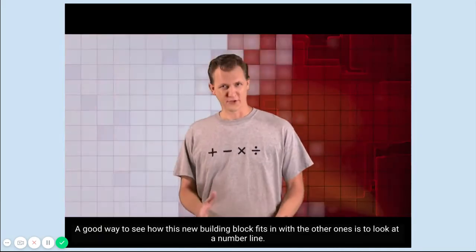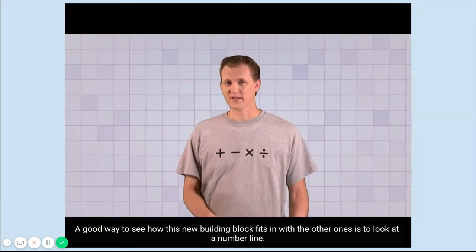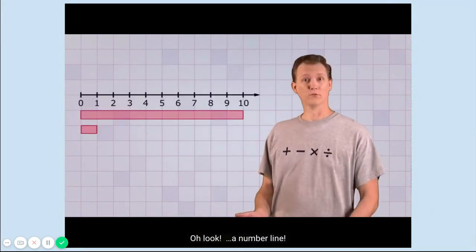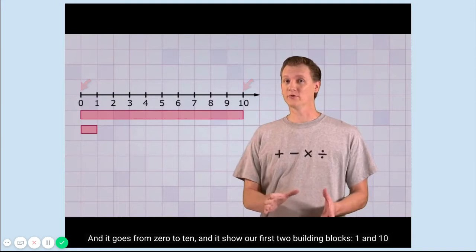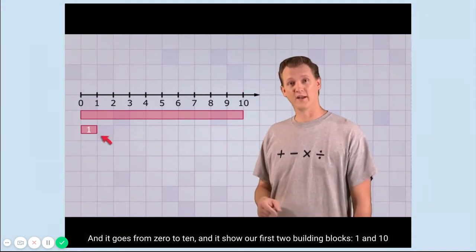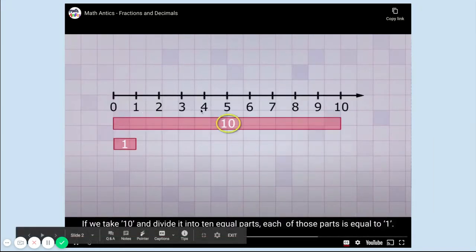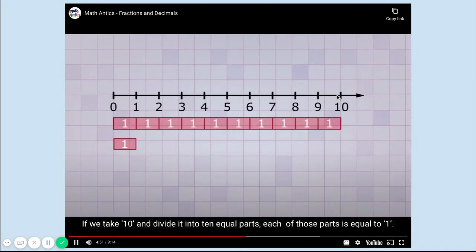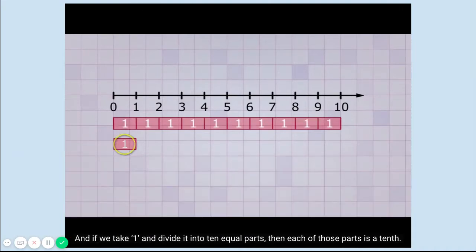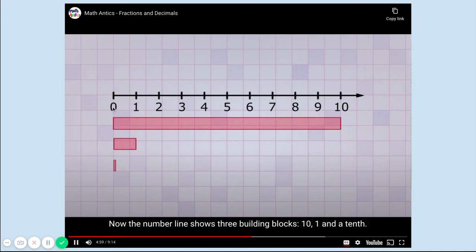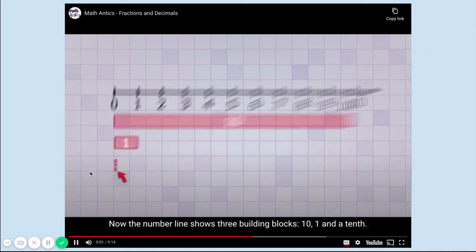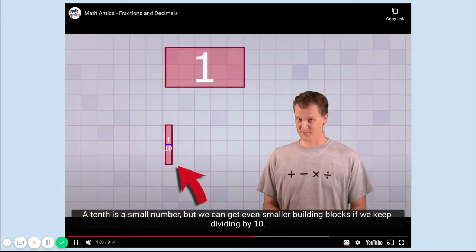A good way to see how this new building block fits in with the other ones is to look at a number line. Oh, look, a number line. It goes from 0 to 10, and it shows our first two building blocks, 1 and 10. So if we take 10 and divide it into 10 equal parts, each of those parts is equal to 1. And if we take 1 and divide it into 10 equal parts, then each of those parts is a tenth. Now our number line shows three building blocks: 10, 1, and a tenth. A tenth is a fraction because it's less than one whole.